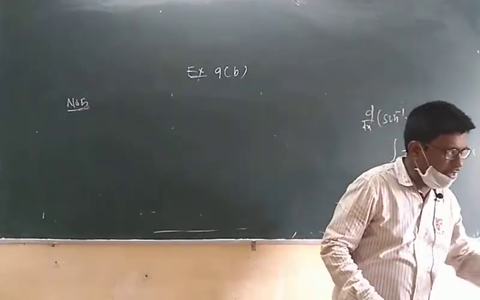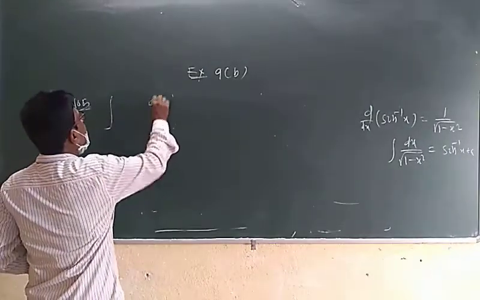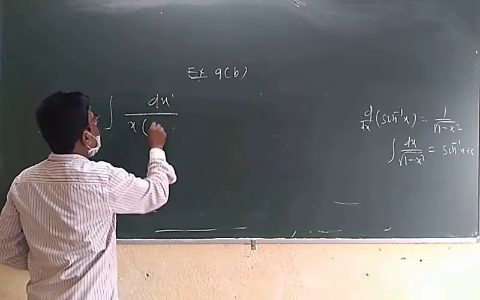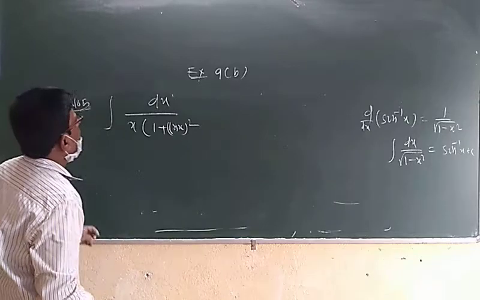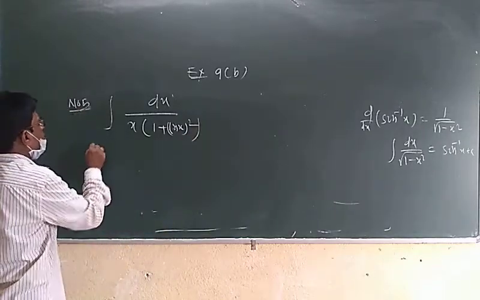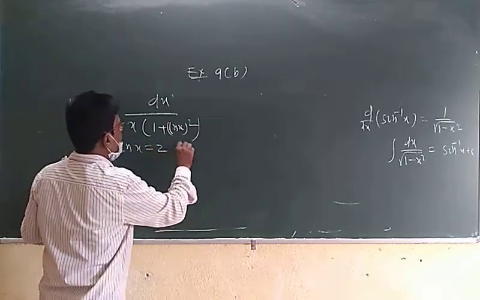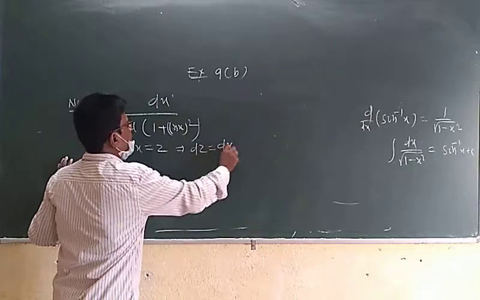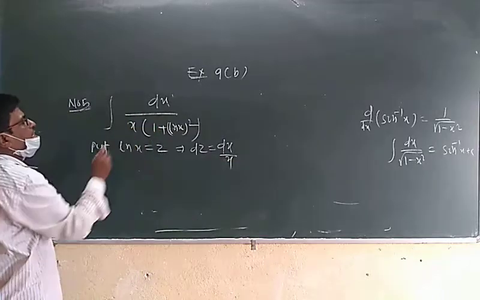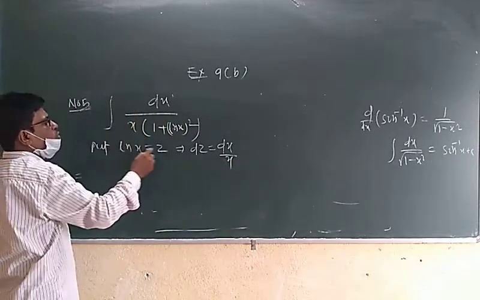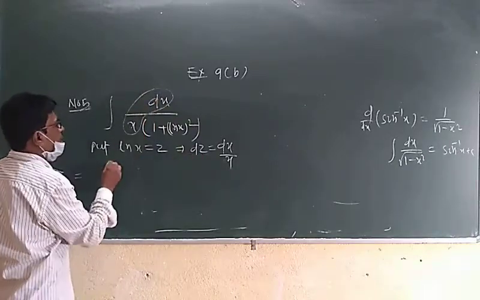Number iv is given integration of dx by x into 1 plus ln x whole square. Put ln x is equal to z. That implies dz is equal to dx by x, because the derivative of ln x is 1 by x. dx by x is already present. Instead of dx by x, you put dz.